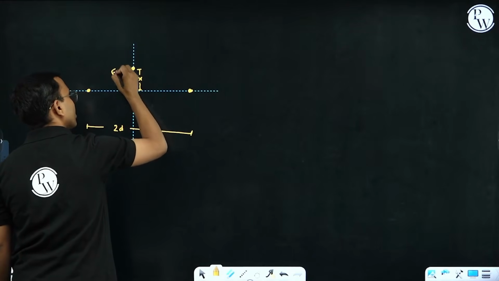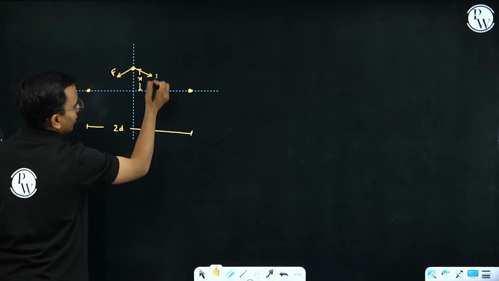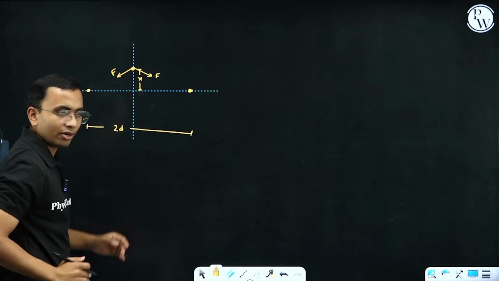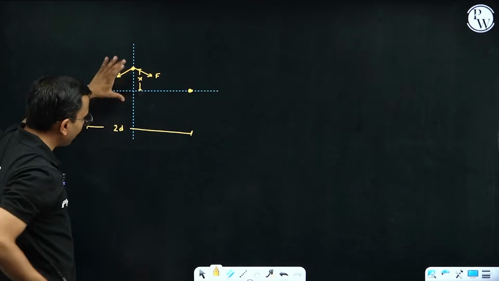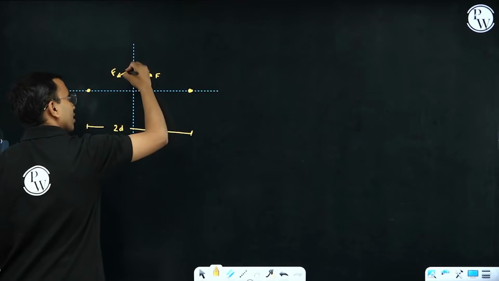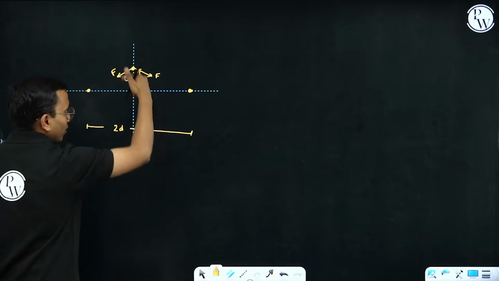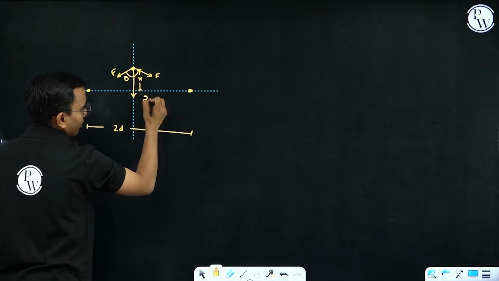Let us take this as f. It will have a force due to that electron as well. Let us take that as f. The resultant of these two will be in the downward direction, because the horizontal components will get cancelled out and the vertical components will add up. If this angle is theta, this angle is also theta, and 2f cos theta will be in this direction.